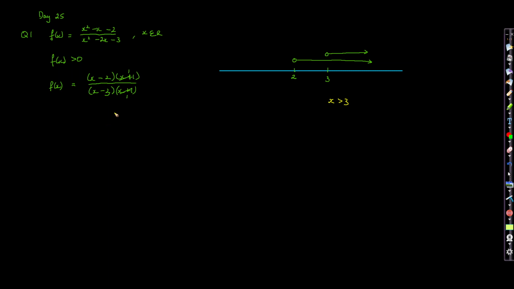Now the other part would be when both top and bottom are negative. I'm just going to put that in a different color. So x minus 2 is less than 0, x is less than 2, obviously. And when would x minus 3 be negative? That would be when x is less than 3. Let's show that as well.